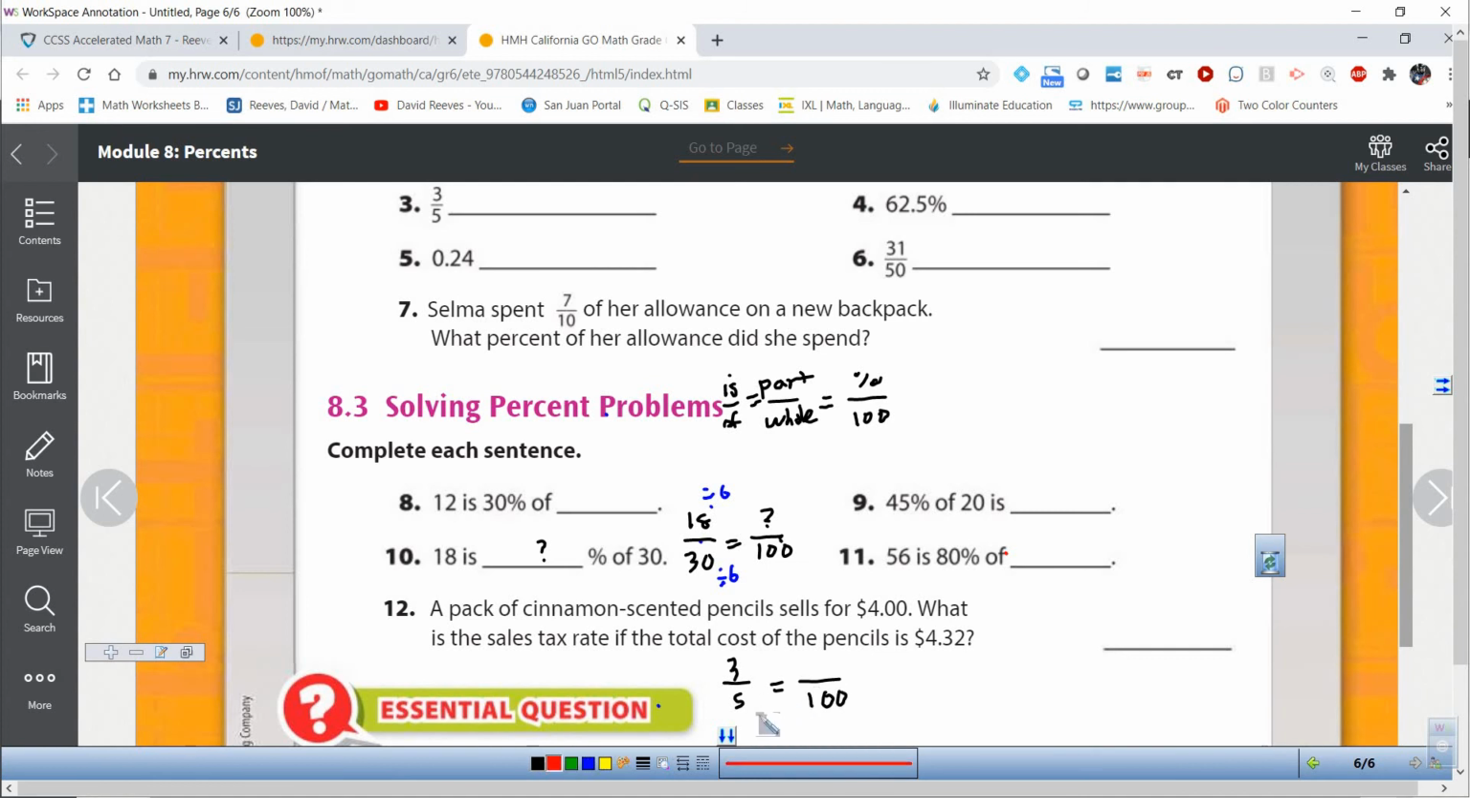Now I have a number that goes into 100 evenly. 5 times 20 is equal to 100. 3 times 20 is equal to 60. So what do we know? We know that 18 is 60% of 30. 18 is 60% of 30.